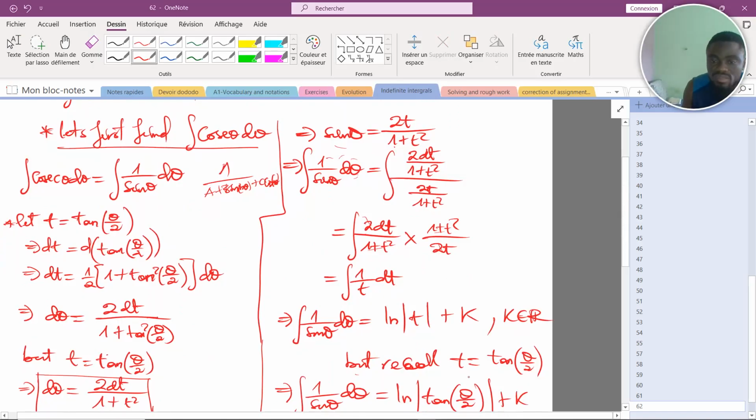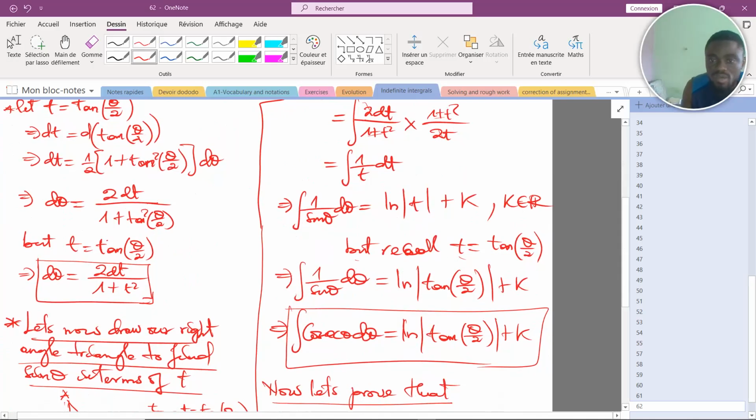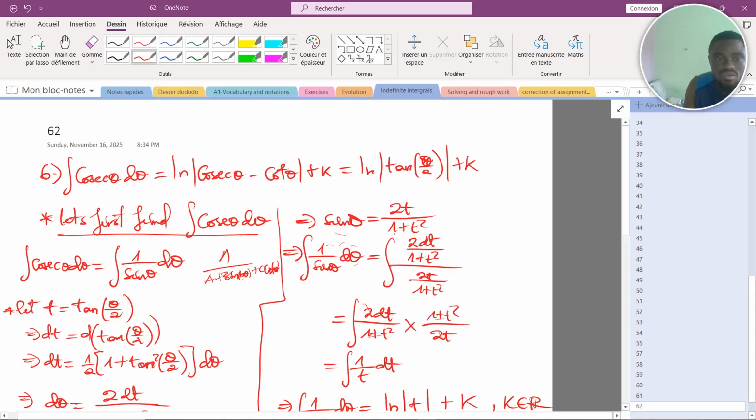But recall that our t was what? Tan theta on 2. So I will just come and replace where I have t by tan theta on 2. So the integral of this will be equal to what? Ln of the absolute value of tan theta on 2 plus our constant k. So we have already proved this. We've proved already that this integral is equal to this. Now, the last thing for us to prove this, we just need to prove that this is equal to this.